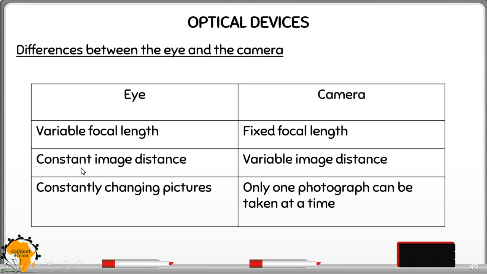Then the image formed can change. We have the constant image distance. You can't change the image distance for the eye, but for the camera it is variable. You can keep on changing. Then in the eye you can constantly change the pictures. You can move and get several pictures, but in the case of a camera, only one photograph can be taken at a time.